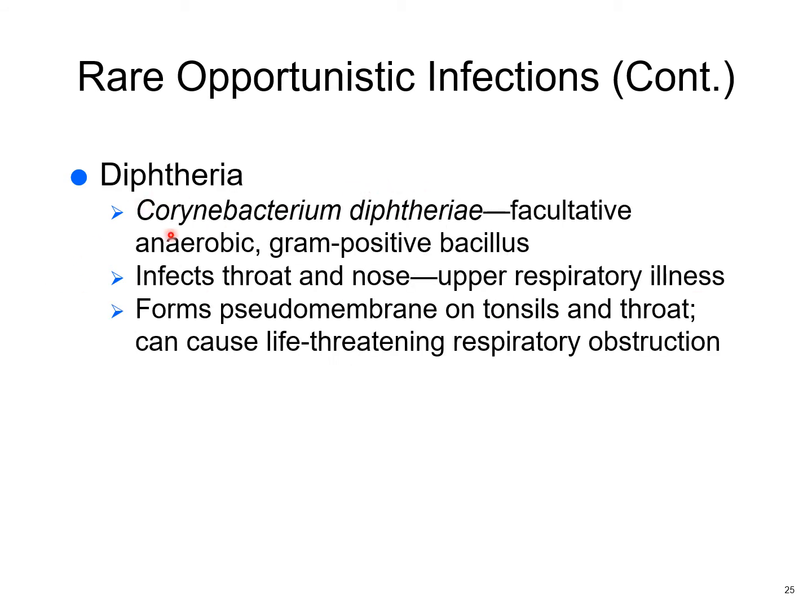Diphtheria, Corynebacterium diphtheriae. It's a facultative anaerobic gram-positive bacillus. Infects the nose and throat, upper respiratory system. Here's the big problem. It causes a pseudomembrane on the tonsils and throat and can cause a life-threatening respiratory obstruction. So without someone who can reach in there and get that membrane out, the child's going to sit there and choke to death.